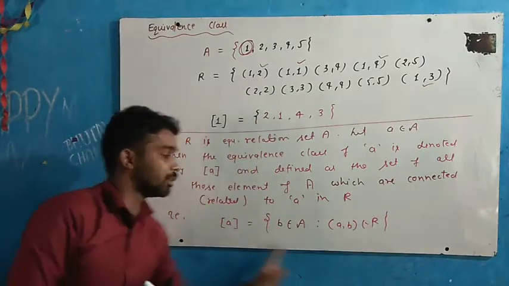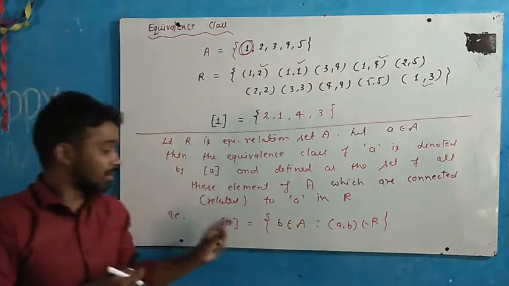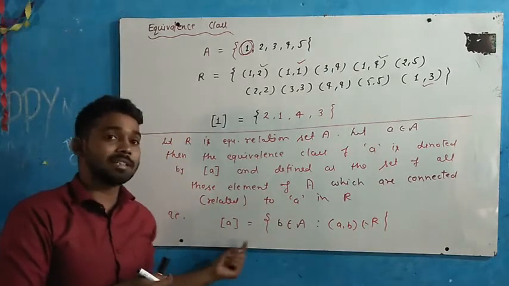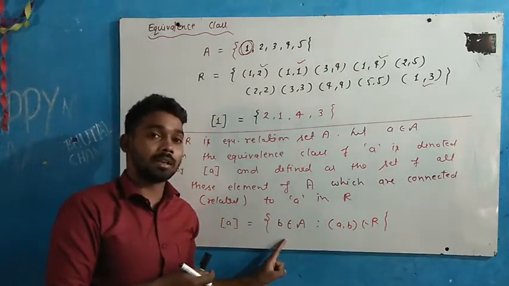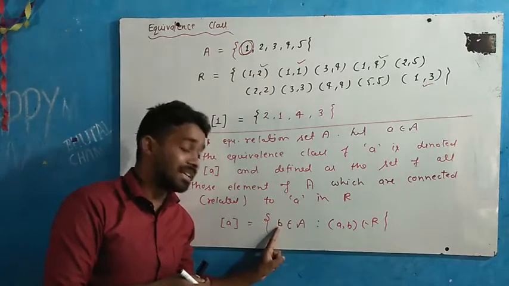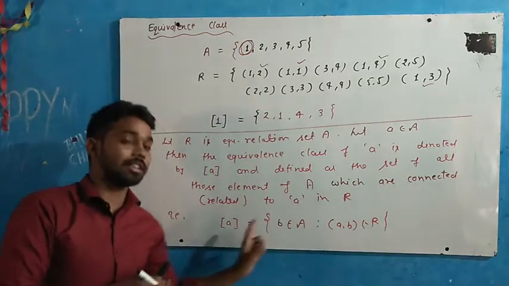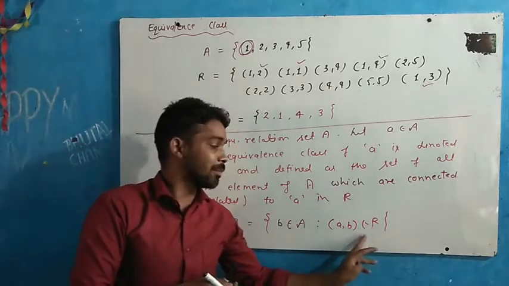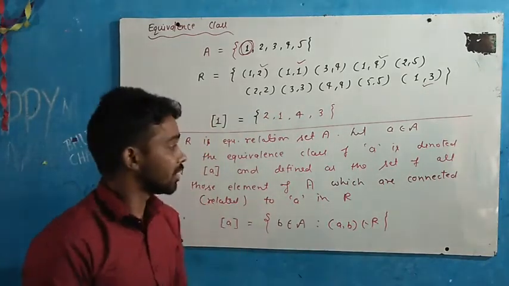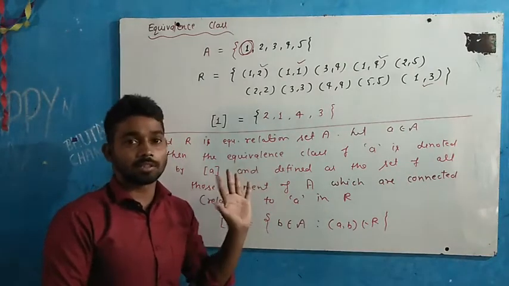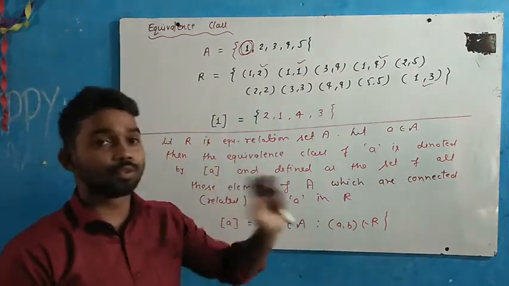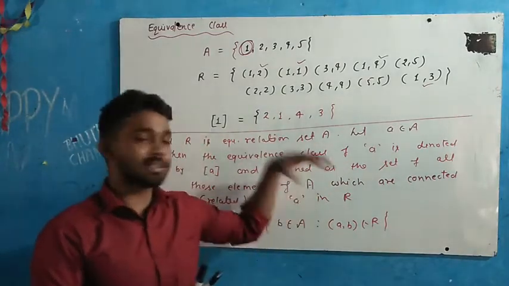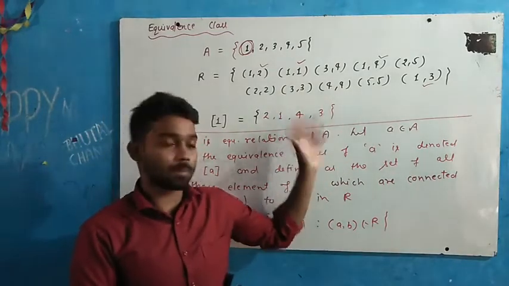So this is the symbolic definition of the equivalence class of a, which is represented in square brackets: [a] is equal to those b such that b is connected or related to a. It means we can say those b belonging to capital A such that (a, b) belongs to R. I think the equivalence class definition is clear. Now we are going to take one full question on equivalence classes, and there are two properties which we will prove by examples. Clear? By the example also. Okay?